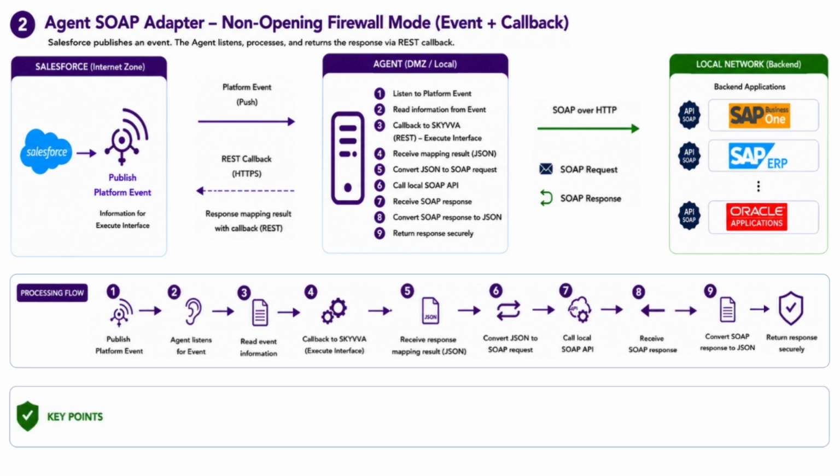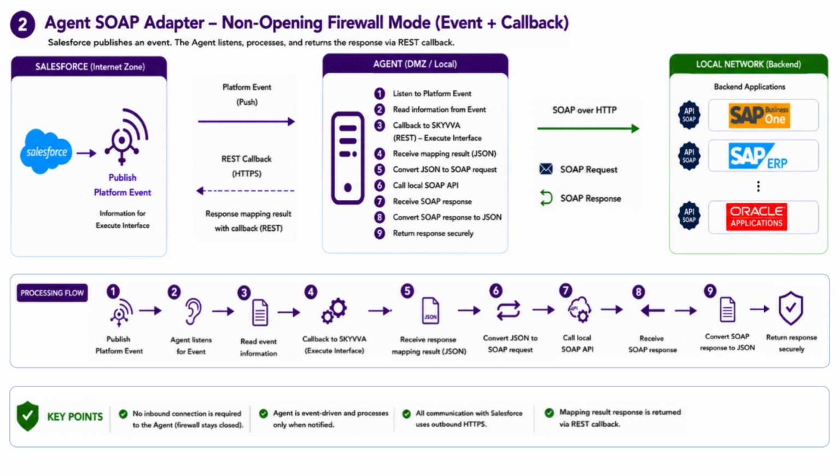Key benefits. This architecture provides several advantages. No inbound connection to the agent is required, so the firewall remains closed. The agent processes requests only when a platform event is received. All communication with Salesforce uses secure outbound HTTPS. The agent handles SOAP communication with local backend systems. Supports multiple backend applications such as SAP and Oracle.